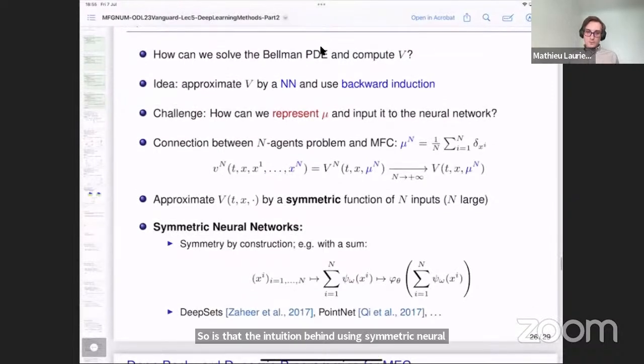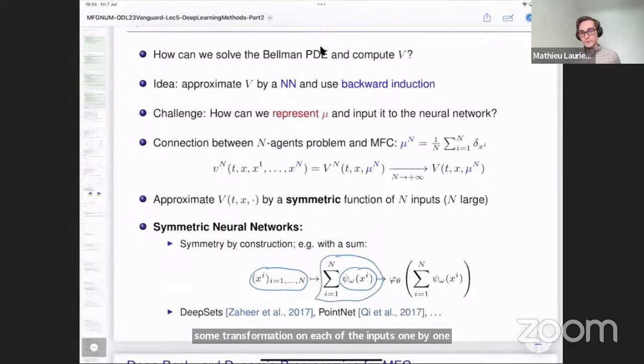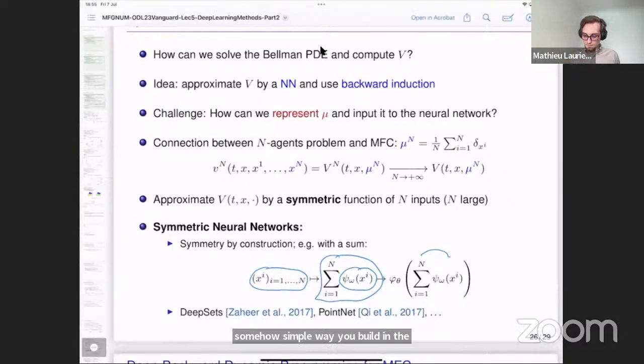For example, deep sets, PointNet have been introduced for that. And there is one simple way to get symmetric neural networks, which is by taking the sum. So you take your input of length n, you apply a neural network or some transformation on each of the inputs one by one, and then you sum that. And when you sum, you have a symmetric function. And then you take this sum and plug it into a more complicated network. So you can do this kind of operations to build in, in a very simple way, the symmetry with respect to the inputs in the architecture.